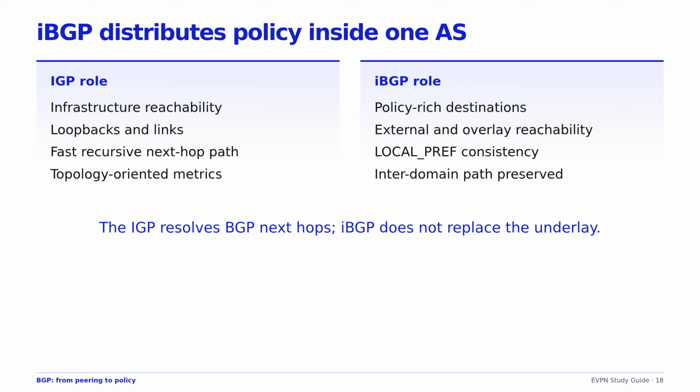A common design is therefore layered. The IGP knows infrastructure addresses and loopbacks, while iBGP knows external routes or overlay control plane objects. If the IGP loses the selected next hop, the BGP route becomes unusable even though its AS path and local preference remain unchanged.